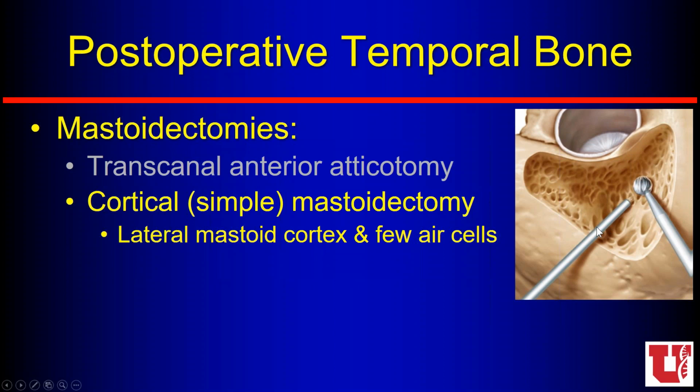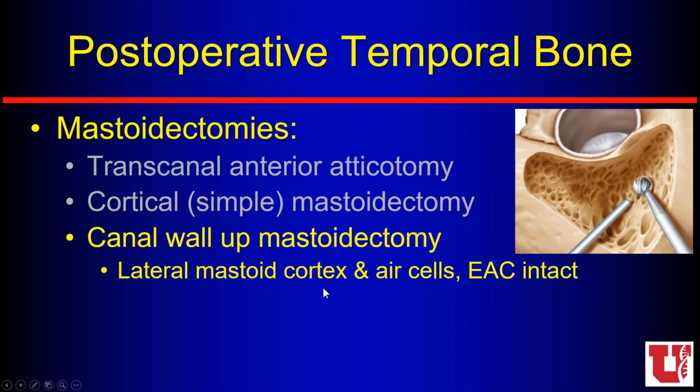So next we have a canal wall up mastoidectomy. If we approach through the mastoid air cells, but we leave up the back wall of the osseous EAC, that's going to be a canal wall up mastoidectomy for us in these cases. So here we're resecting the lateral mastoid cortex and those air cells, but the external auditory canal itself is left intact. So here's an example of that case.